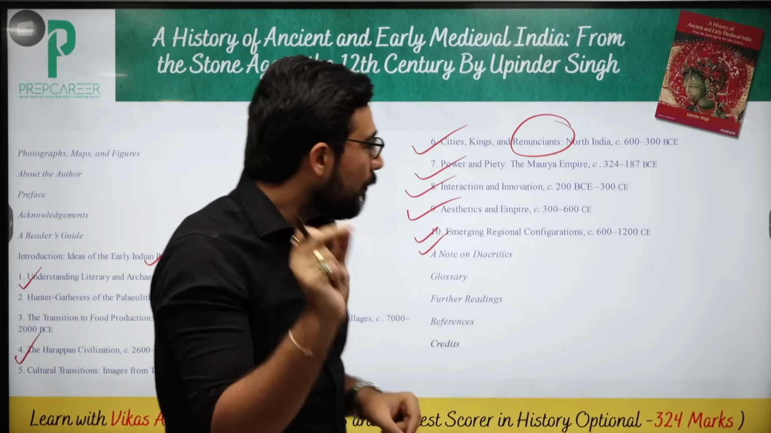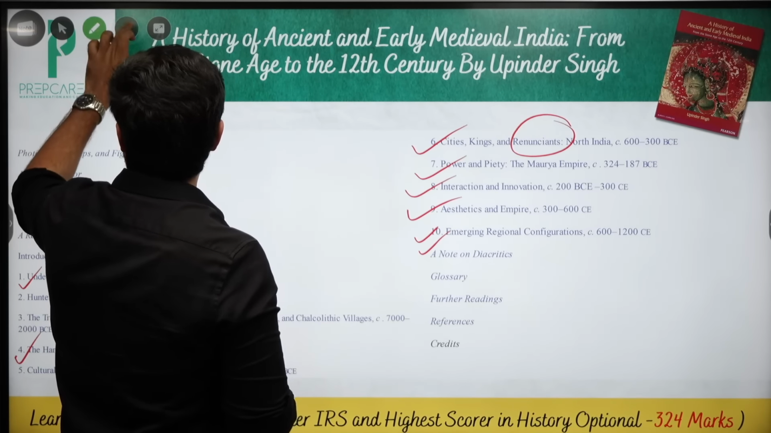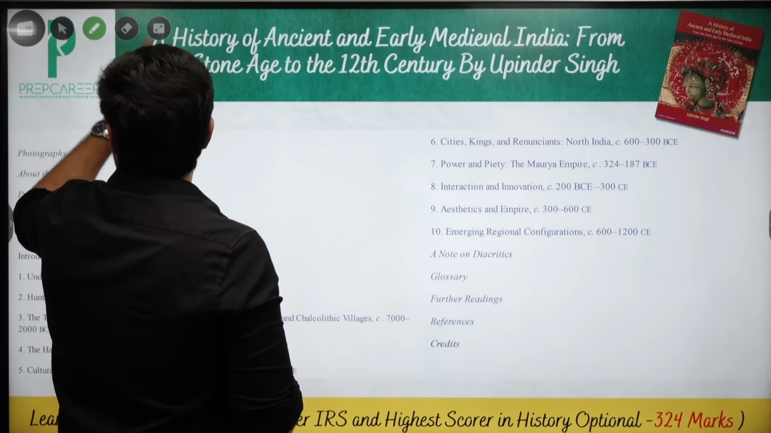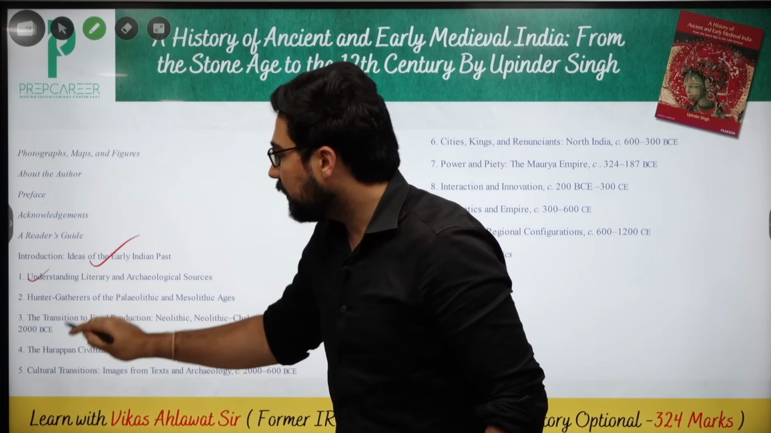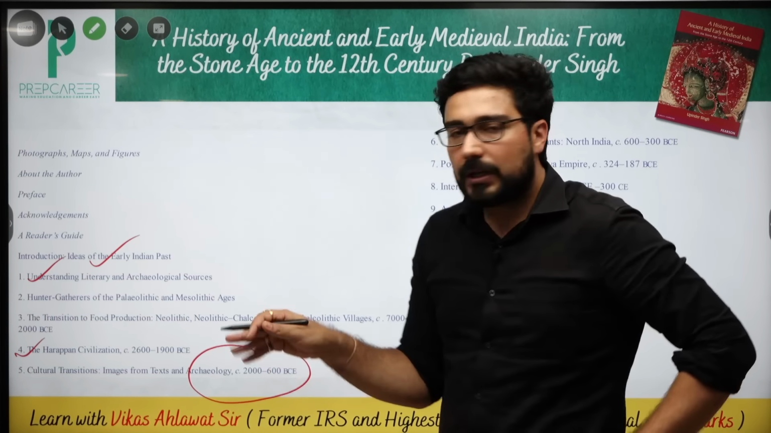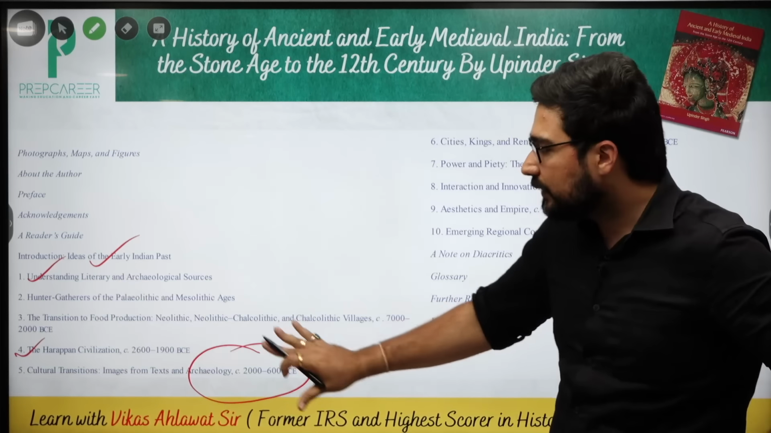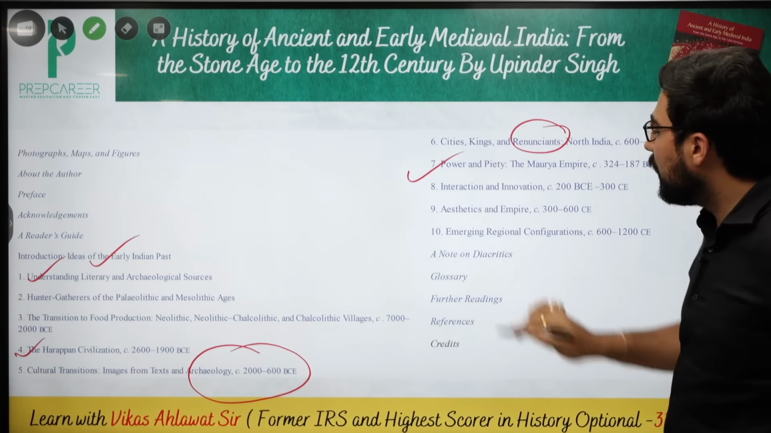But from exam point of view, let me just make it very clear, just for the sake of having no doubts. This is important. Chapter 1 is important. 4, 5 you may read, but it will not cover everything. So a very small part of 5th is important. In 6, my major focus will be on renunciants. Chapter number 7, I'll read complete.